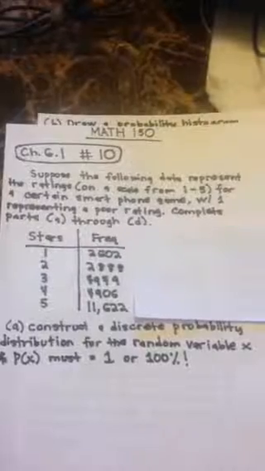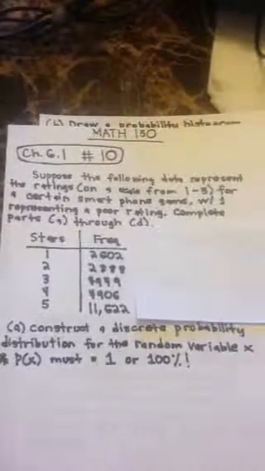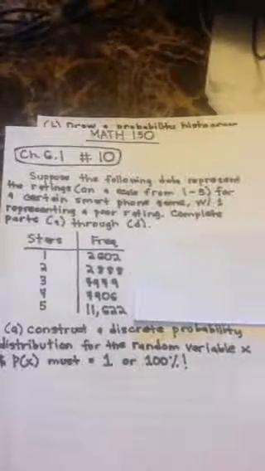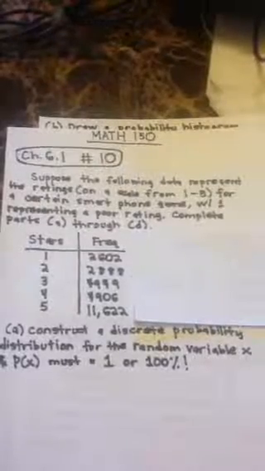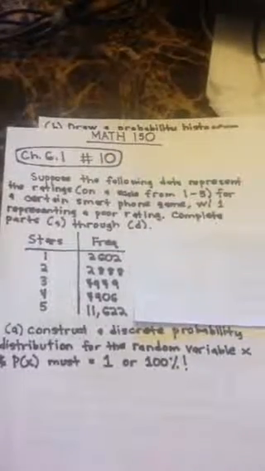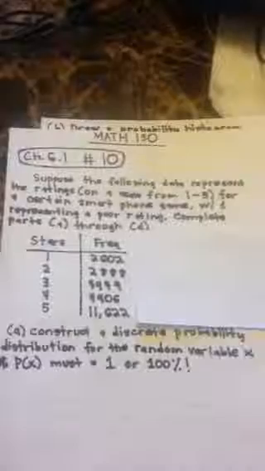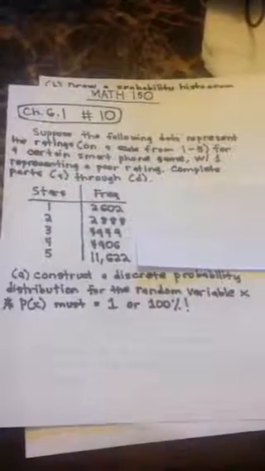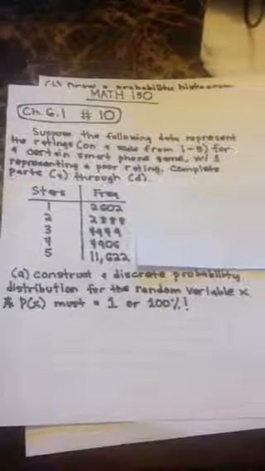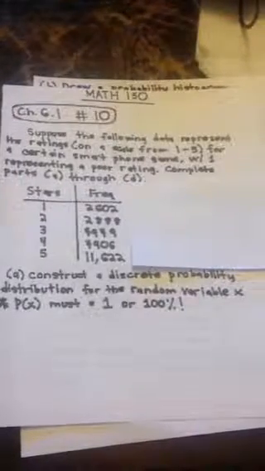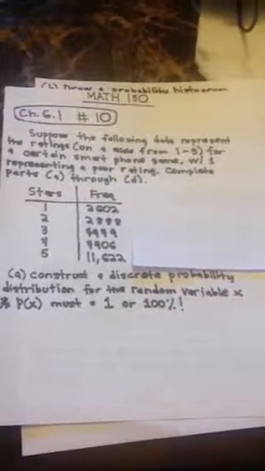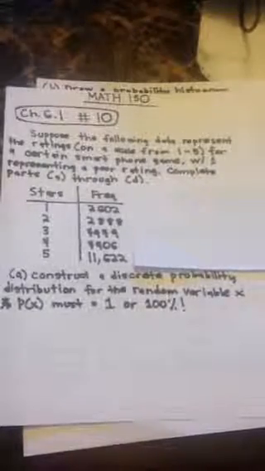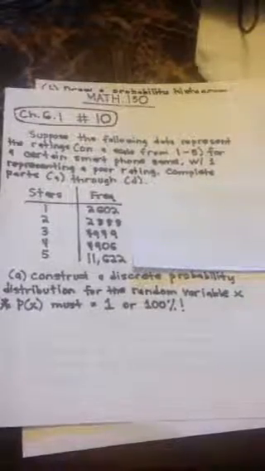Alright, so we're going to pay attention to Chapter 6.1, Number 10. Suppose the following data represent the ratings on a scale from 1 through 5 for a certain smartphone game, with 1 representing a poor rating. Complete parts A through D. Letter A. Construct a discrete probability distribution for the random variable x. Remember that the probability of x must equal 1 or 100%.